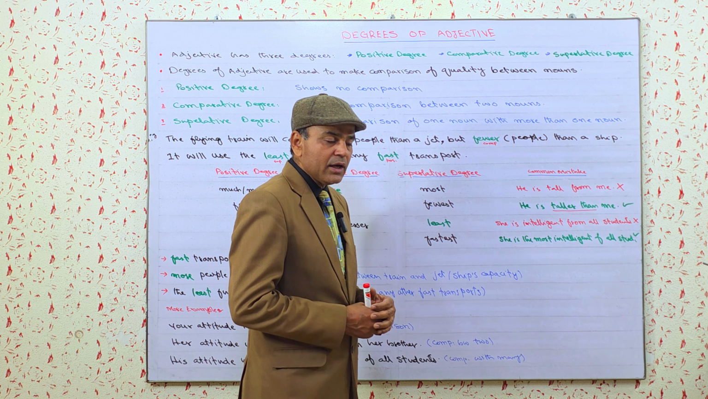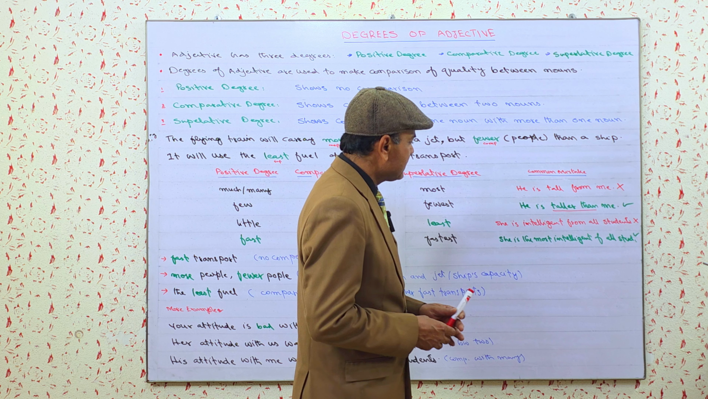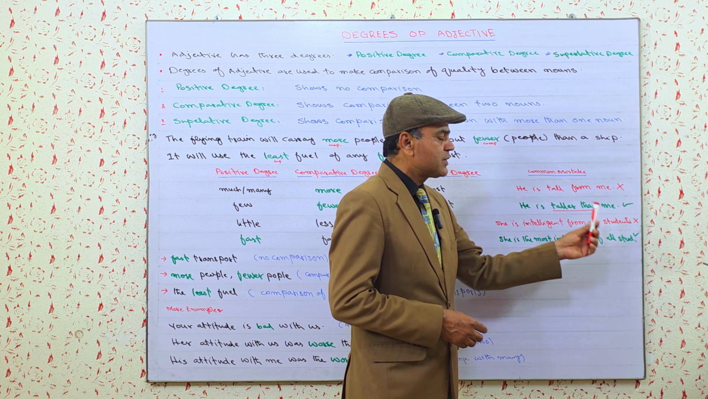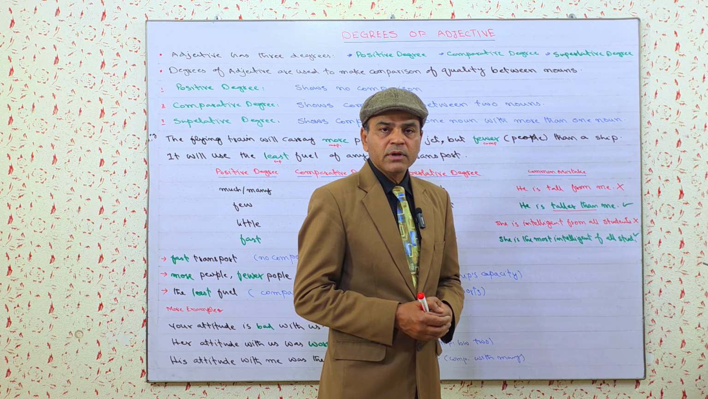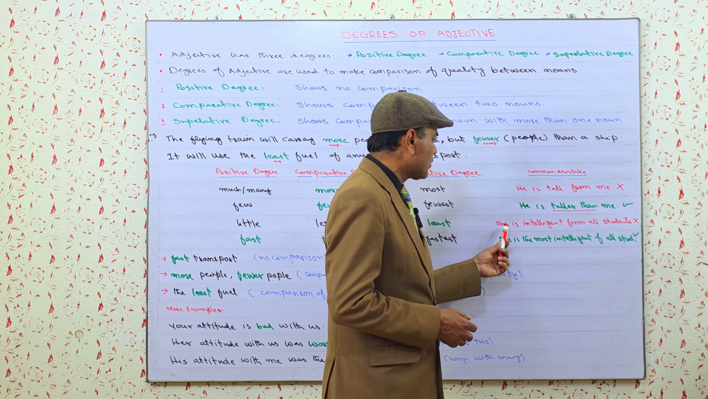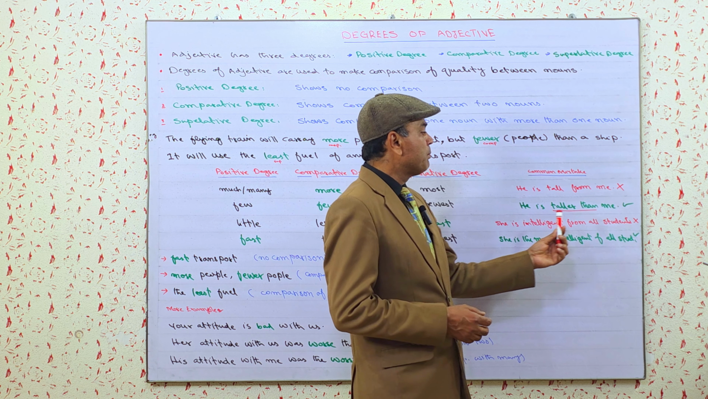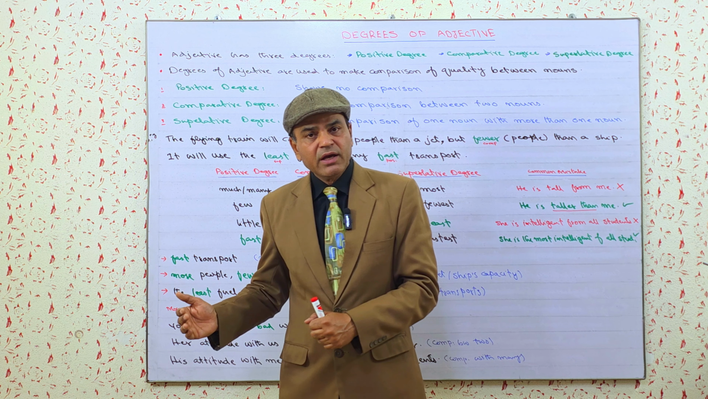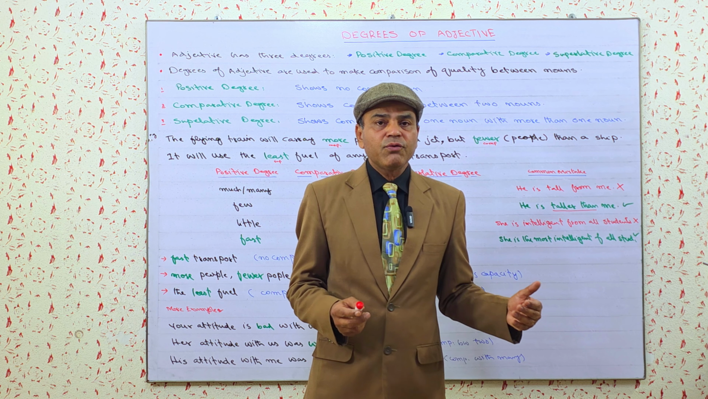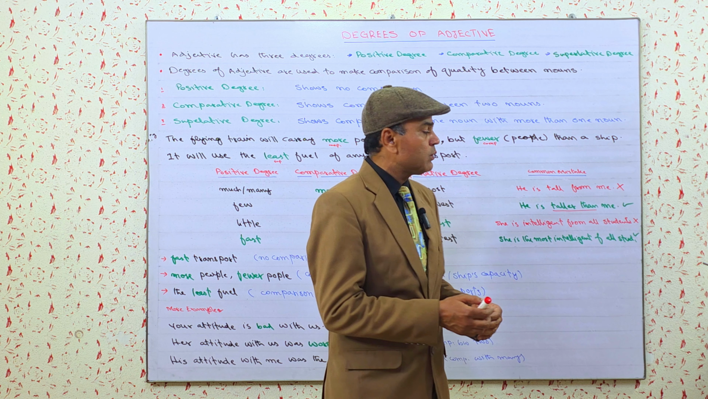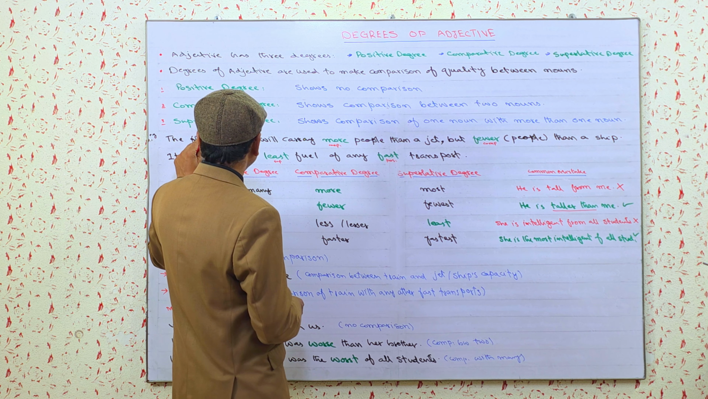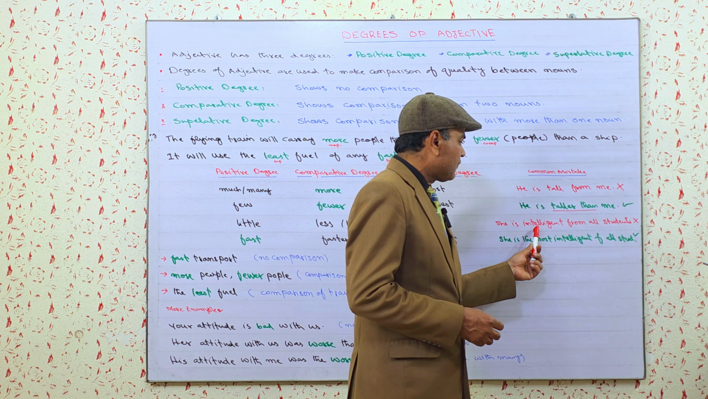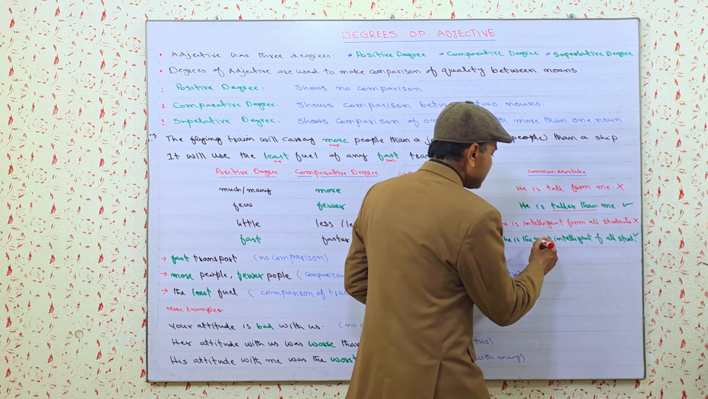Let's have a look at another sentence. "She is intelligent from all students." Wrong. Here we are making the comparison of one person with more than one person. That means on the one side we have one person, on the other side we have more than one person. So now I won't use the comparative degree, but I will go for the superlative degree. And the superlative degree of intelligent is most intelligent.